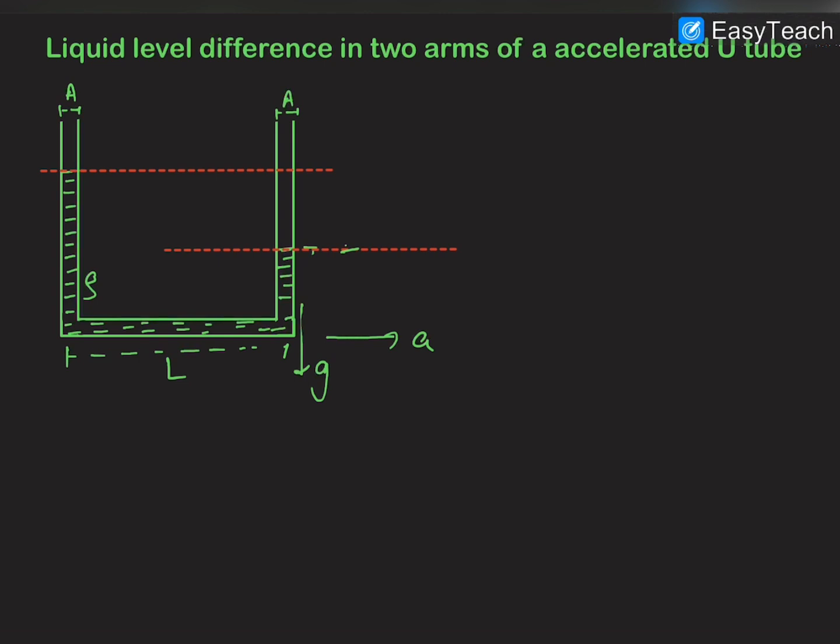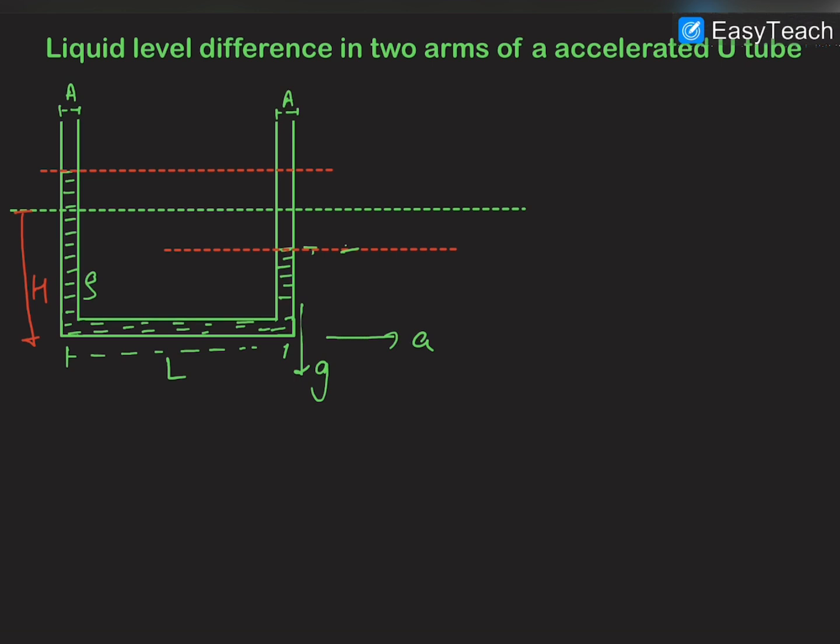In this video, you can see the scenario that there is some liquid filled in a U-tube and initially this liquid was at rest. So if this liquid was at rest initially, obviously according to Pascal's law, the height of liquid level in both arms will be the same. Let us suppose that height is h.